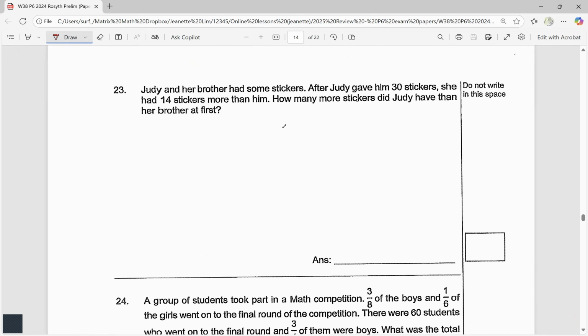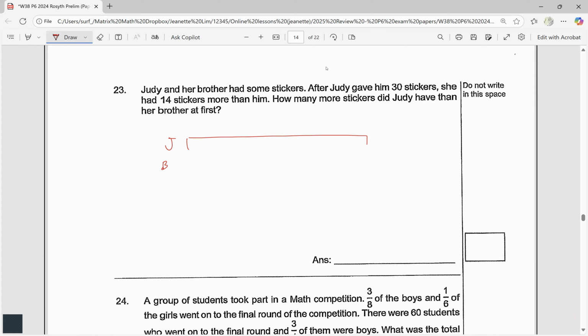Question 23, Judy and her brother had some stickers. After Judy gave him 30, she had 14 more than him. How many more did Judy have than her brother at first? Okay, I'm going to draw a model. Judy gave him 30 and she still had more. So at first, Judy had a lot more than the brother. So start off with more for Judy.